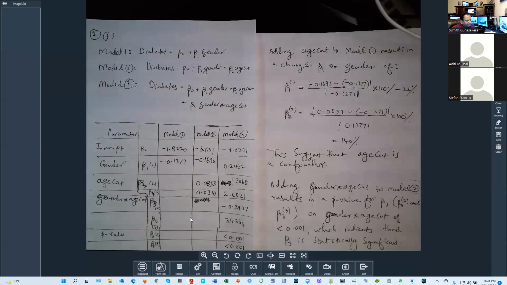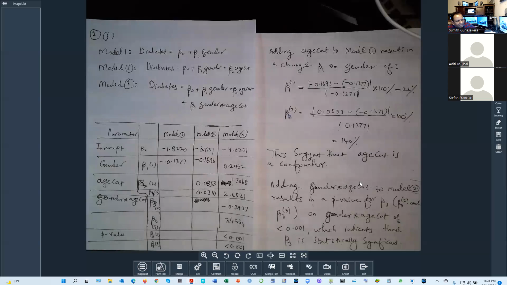The notation is not consistent. Okay, this one is beta naught, beta 1, and beta 2. For the first time, the age cat coefficient is being added to this model, and it has two options. So beta 2 has beta 2,2 and beta 2,3. Here the notation is not right, but the numbers are okay. Then later on, because of that, you have two other options too.